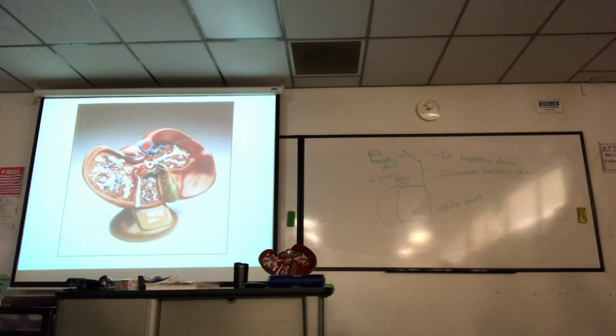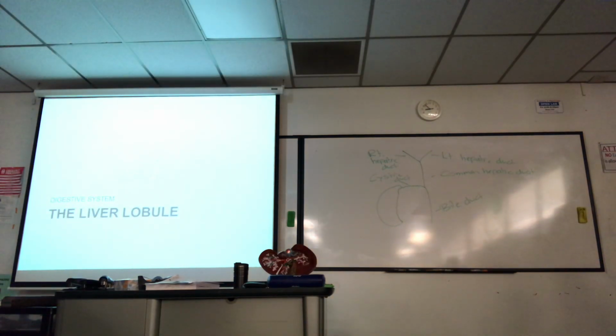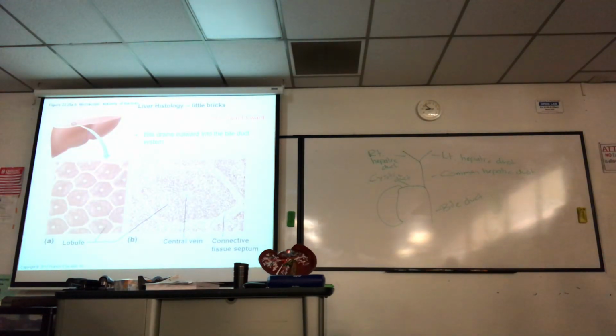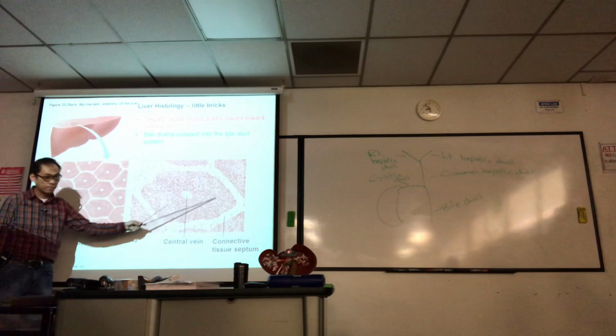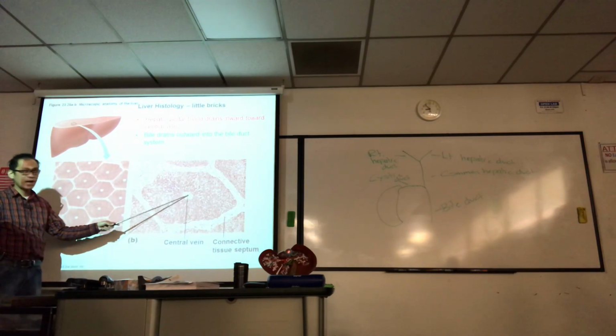So get fast, know it well. You have no problems. In terms of looking at the liver microscopically, under the microscope you're going to see the organization is like these little bricks called liver lobules. If you look at one little brick, it's actually a hexagon. In the middle is a central vein.